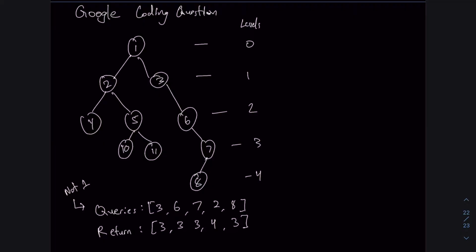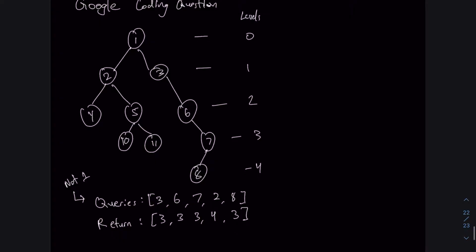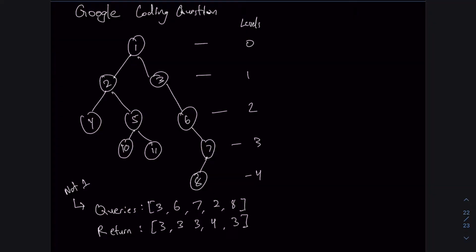So you're given a binary tree, where the value at each node is a number between 1 and n. So here we can see it's 1, 2, 3, 4, 5, all the way up to 11. And we're also given a list of queries. So the input is this list of queries, and also this binary tree.